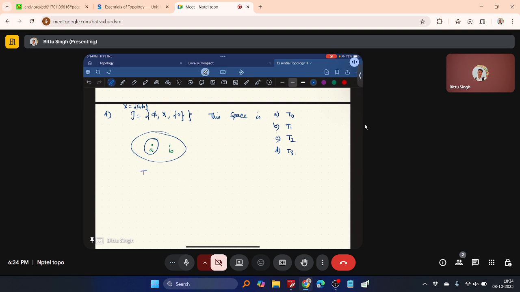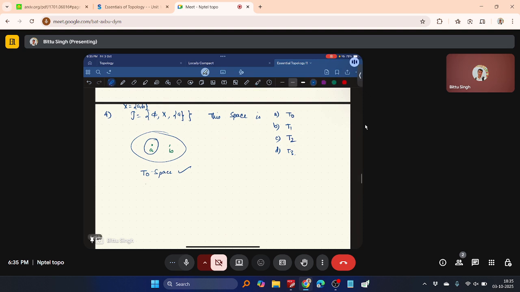So this space is T0 space. It is clear because there exists some kind of separation, but there does not exist any open set which contains B but does not contain C. There is no such open set. Only non-trivial open set other than empty and X whole set is A. So there is no open set which contains B but does not contain A, right?